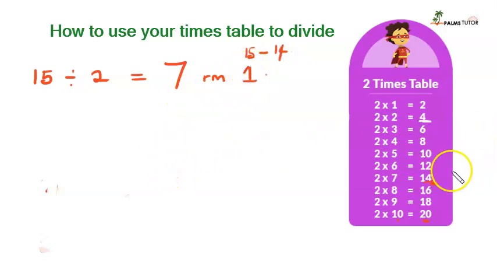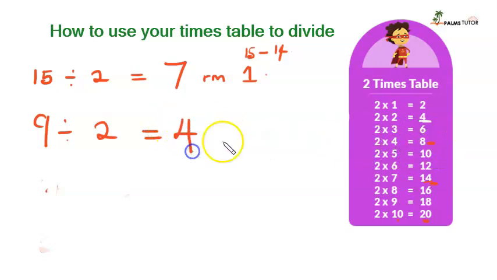Okay, so when you get the one closest to it, then you take it away from your dividend, what you are dividing. I will explain that again. So let's say we have 9 divided by 2. What is 9 divided by 2? Do we have 9 here? No. Which number is closest to it? 8. And how many times will 2 go in it? 4. Can you see? 2 times 4 gives me 8.